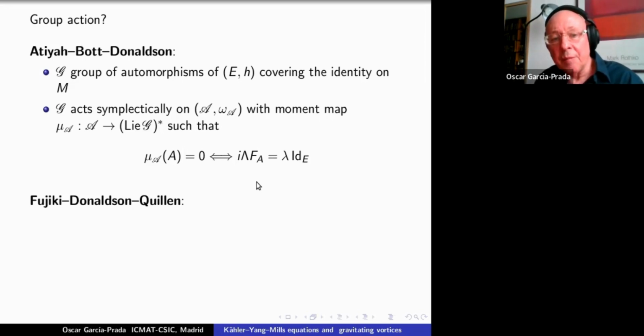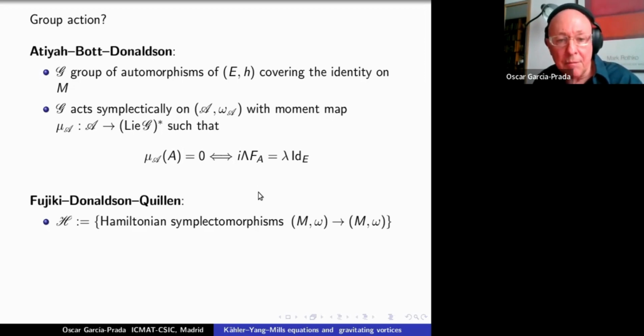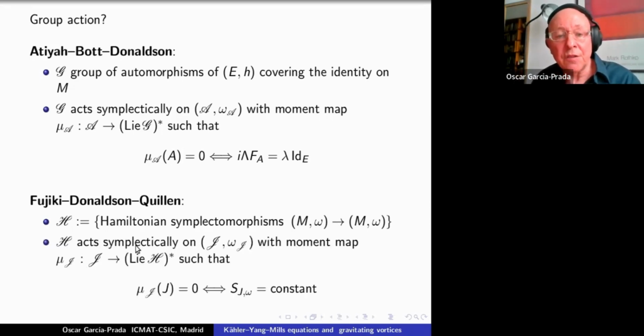Then, for the space of complex structures on M, endowed with the symplectic structure omega, we have the group of Hamiltonian symplectomorphisms, H. And so Fujiki and Donaldson independently found that H acts symplectically on this symplectic manifold, and being a zero of the moment map is exactly that the scalar curvature is constant. I put the name of Quillen here. That may be strange for people who know this subject, because I learned from Atiyah, a long time back, that Atiyah asked Quillen precisely whether the scalar curvature could be interpreted as a moment map in the case of surfaces. And so Quillen gave an answer. It's not published, but that's why I put his name here.